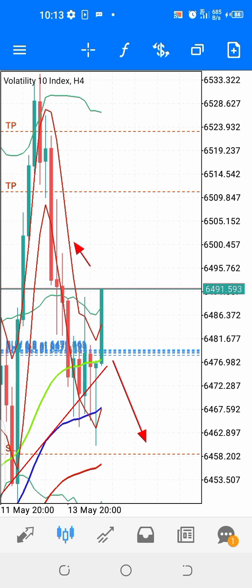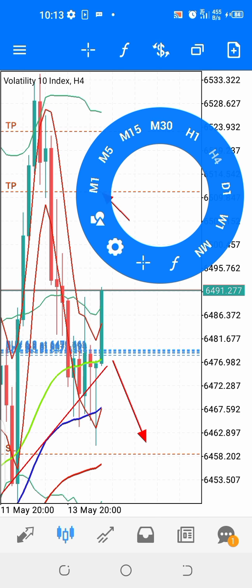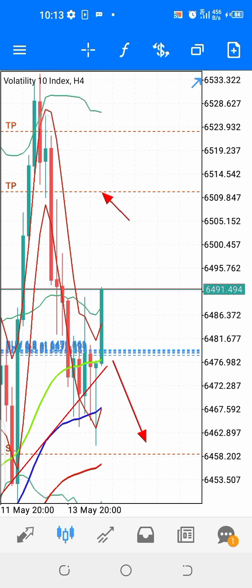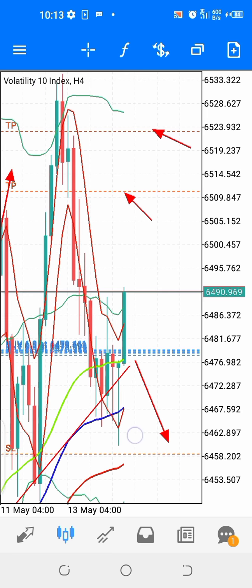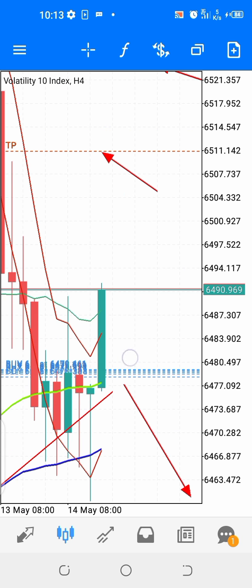Alright, so this is the progress of the trade. What I did is I've just set two TP targets. I set two profit targets. This is TP1 and this is TP2. So we can all see the progress of the trade. I'm still holding the trade, and we can see how much progress it has made so far.